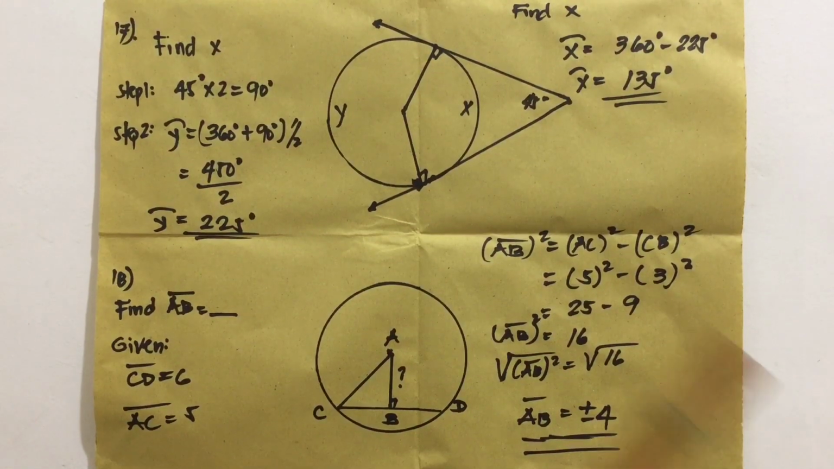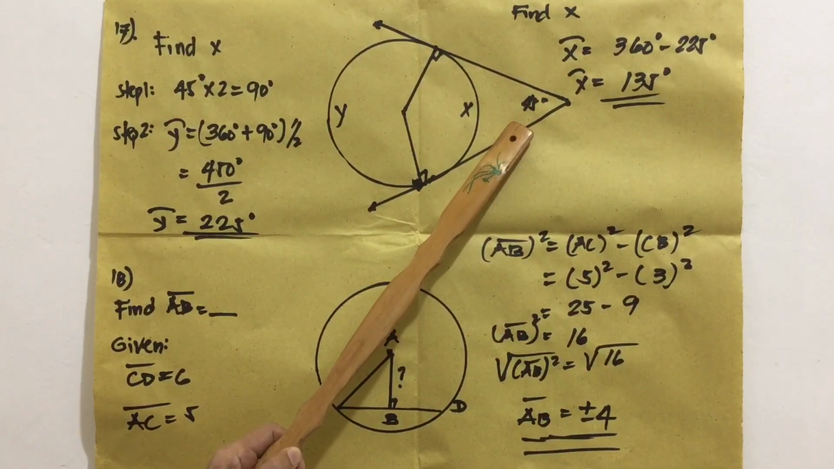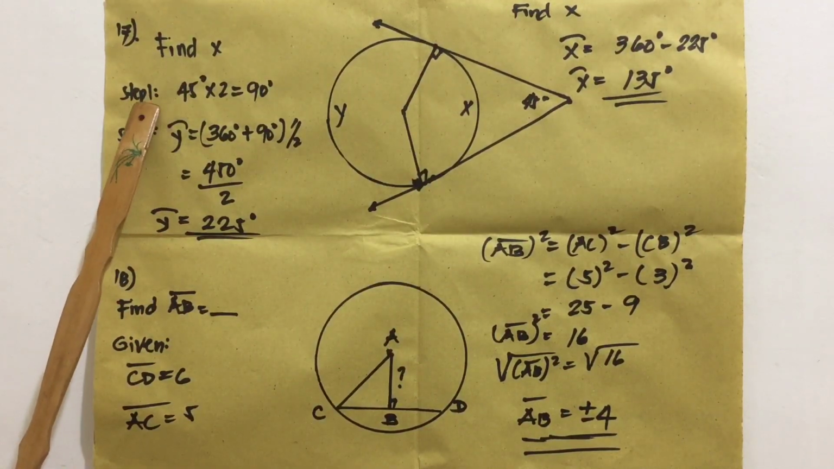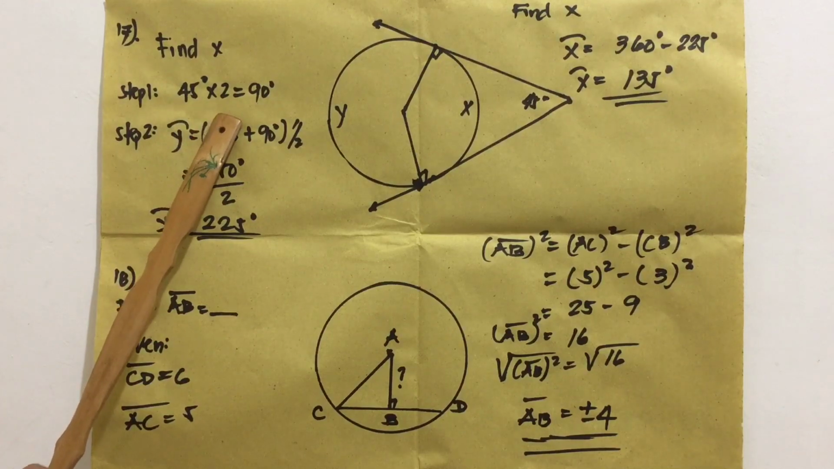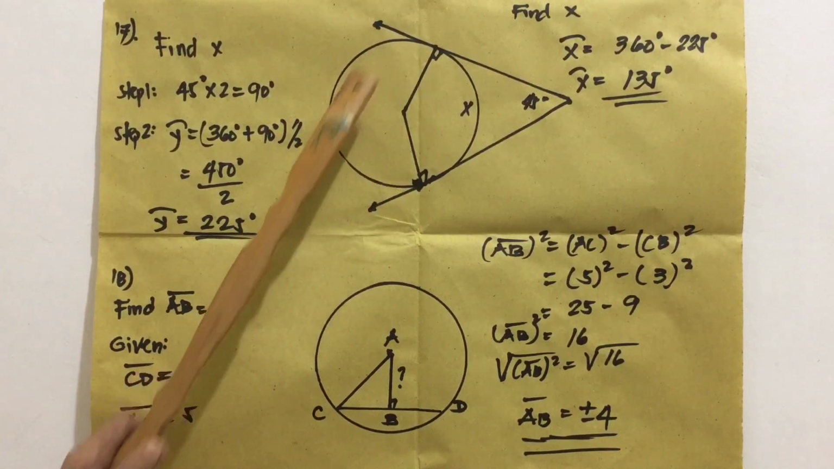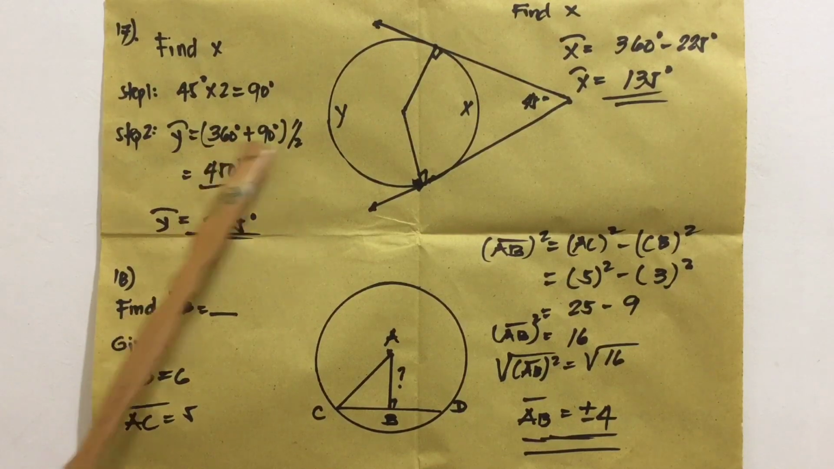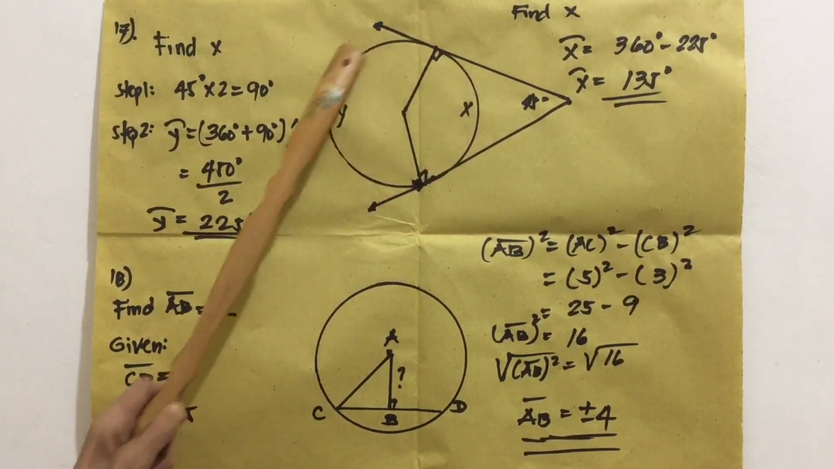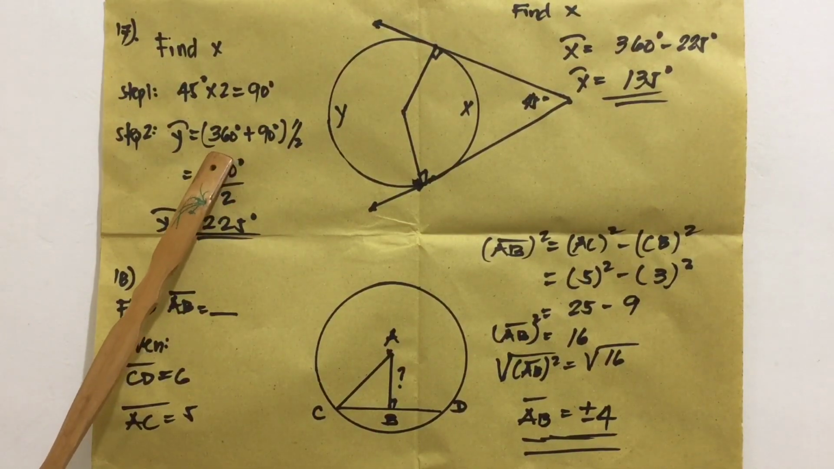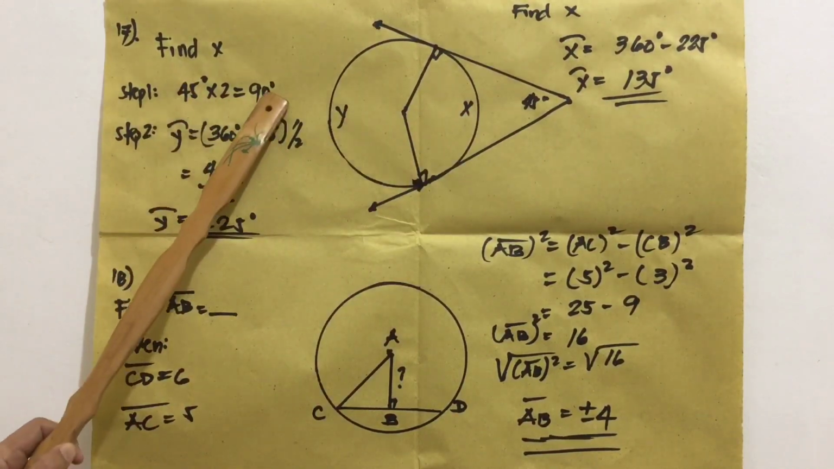Then how to compute the y? Our first step, we're going to multiply this angle 45 degrees by 2. So step 1, 45 degrees times 2 equals 90 degrees. Next step, for finding the arc y, it equals 360 degrees. 360 degrees came from the circle, because in one circle, again, the measurement is 360 degrees, plus the product of 45 degrees, which is 90.